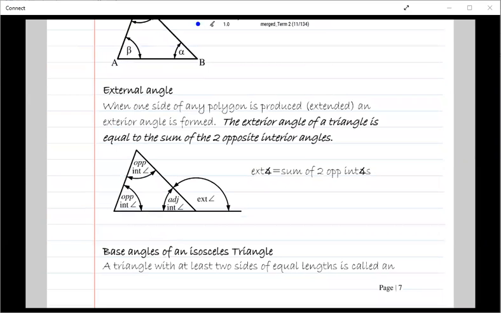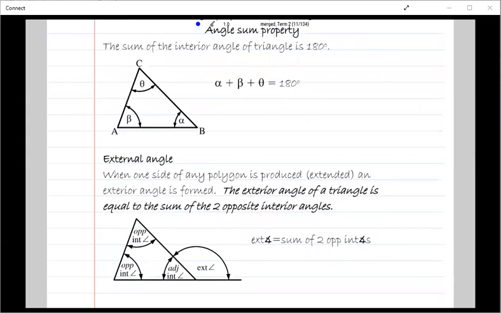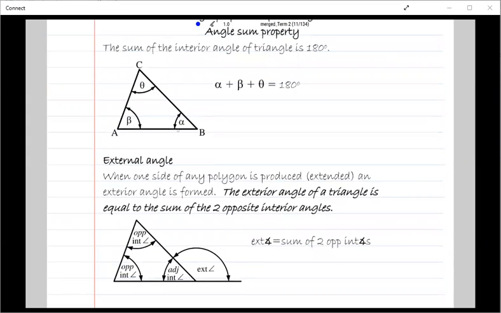Angle property 2. This says when one side of a polygon is produced or extended, an exterior angle is formed, and that the exterior angle of a triangle is equal to the sum of the two opposite interior angles. So let me show you what I mean. If we extend one side of a triangle like this, the angle that is formed on the outside is called an exterior angle.